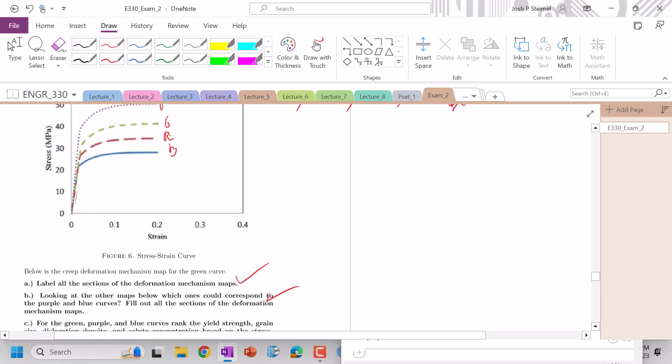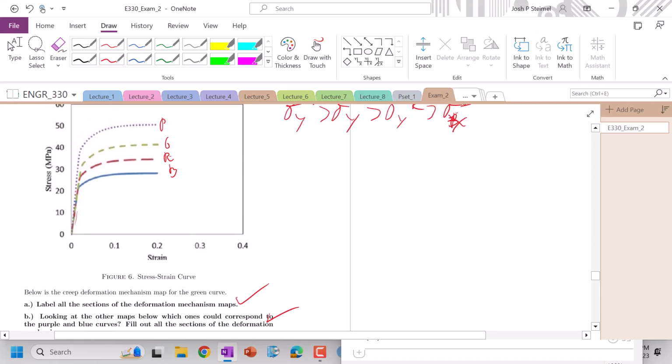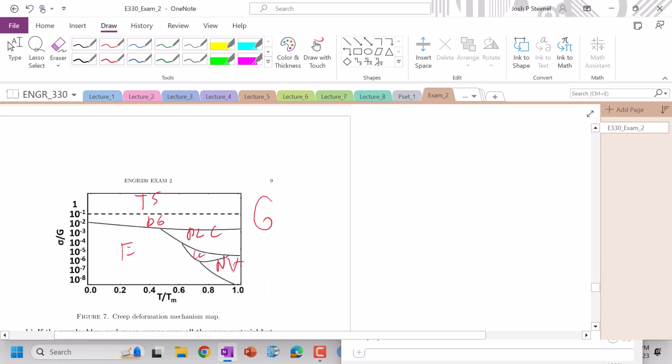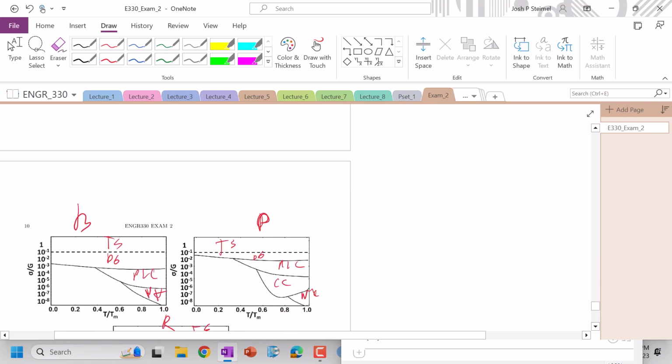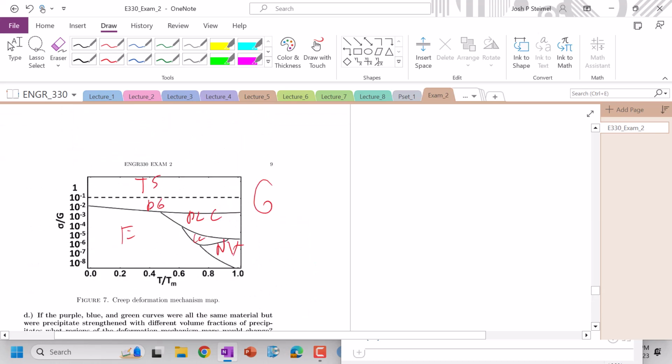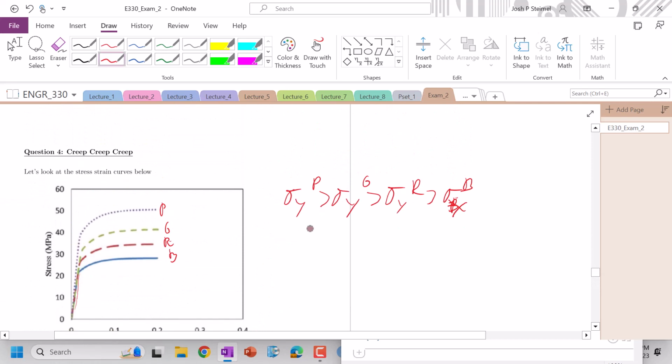So, you can say here that for the purple, these look like the same slope. And if we're looking at how the maps are changing, significantly the Coble creep region is changing. So we can rank and say that my grain size of blue is greater than my grain size of red, which is greater than my grain size of green, which is greater than my grain size of purple.